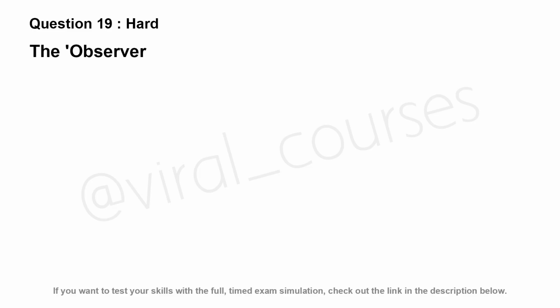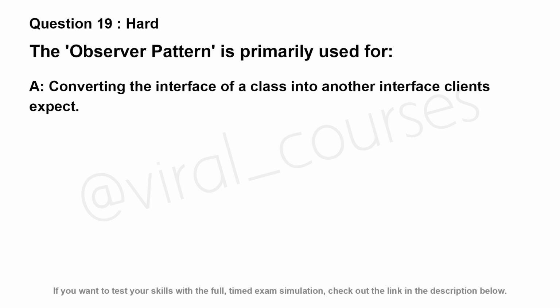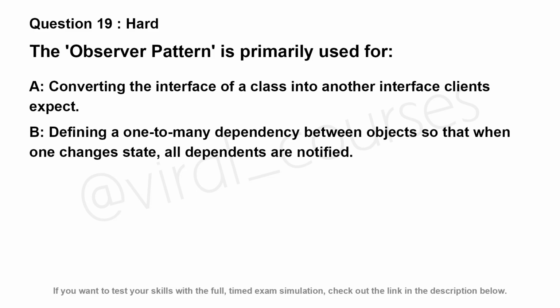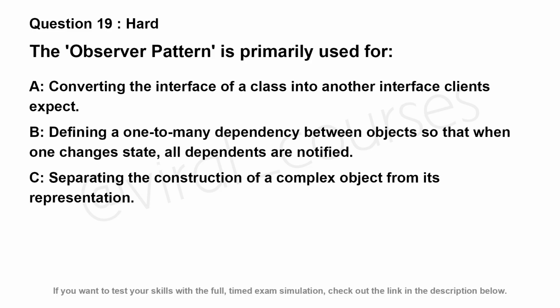The observer pattern is primarily used for: Option A. Converting the interface of a class into another interface clients expect. Option B. Defining a one-to-many dependency between objects so that when one changes state, all dependents are notified. Option C. Separating the construction of a complex object from its representation. Option D. Restricting a class to a single instance.